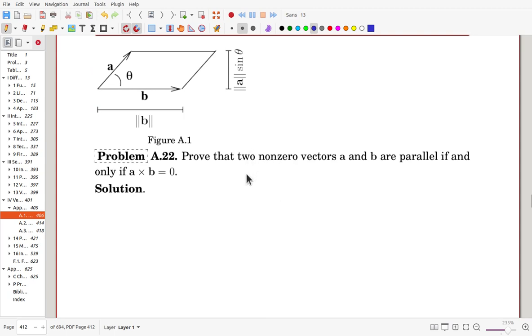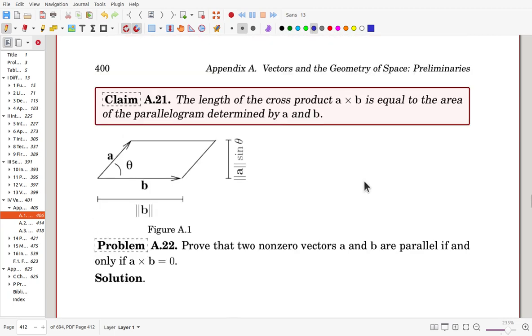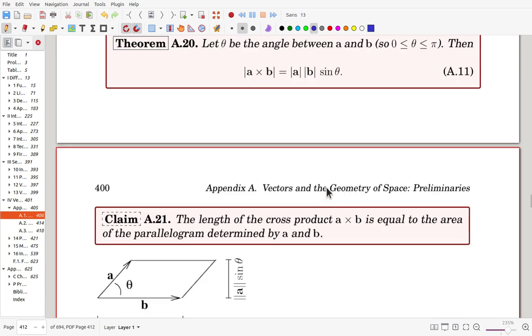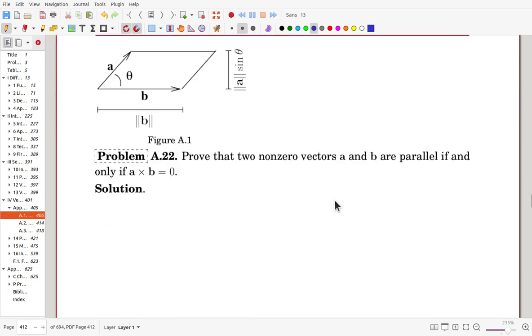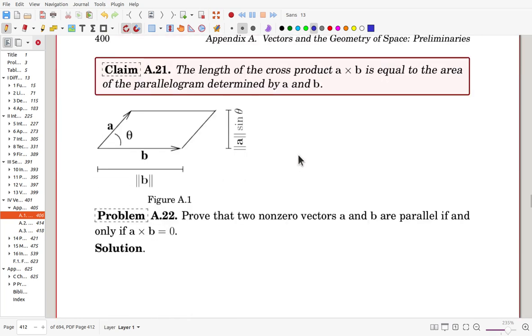Prove that two non-zero vectors A and B are parallel if and only if A cross B equals 0. By using this formula, you can easily find that if they are parallel, then theta will be 0 or pi. So in either case, sine theta will be 0, so the cross product must be 0, right? So you can easily check this by using this formula.